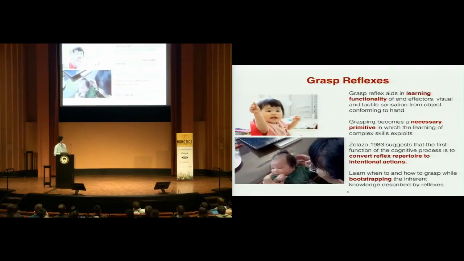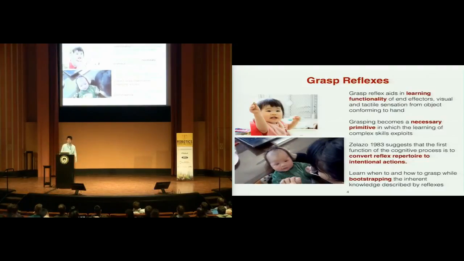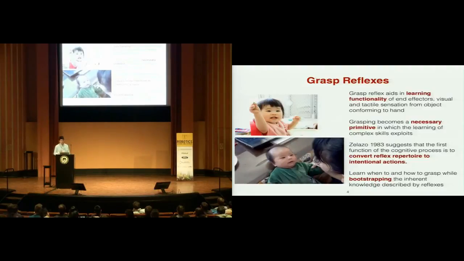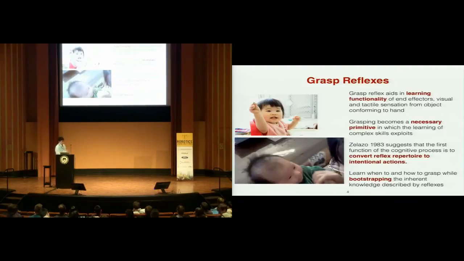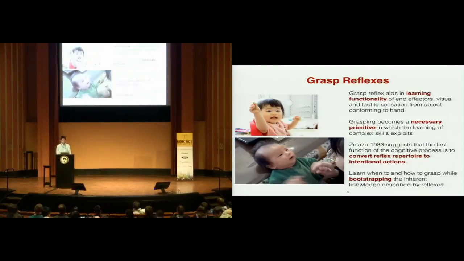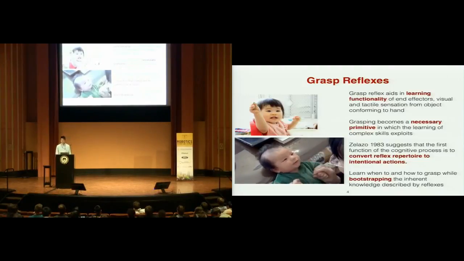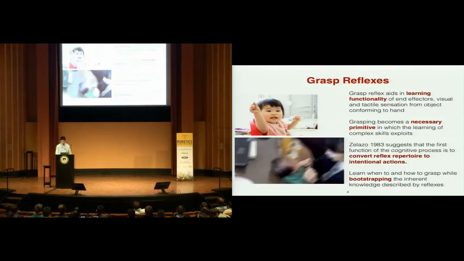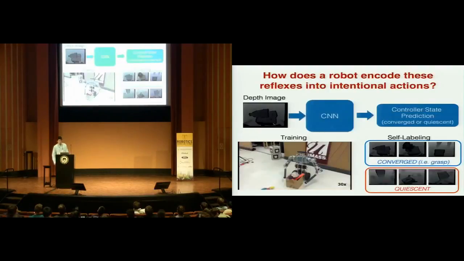Now, one of the important and first functions of the cognitive process is to convert these reflexes into intentional actions. The goal is then to learn when to and how to grasp while bootstrapping grasp reflexes. In this study, we focus on when to grasp. So how does a robot encode these reflexes into intentional actions?